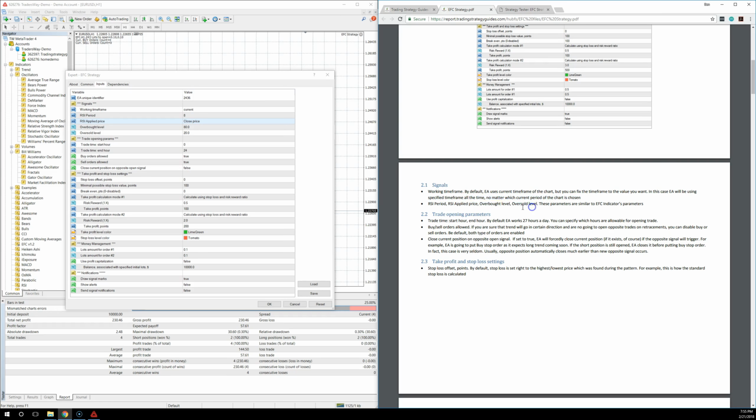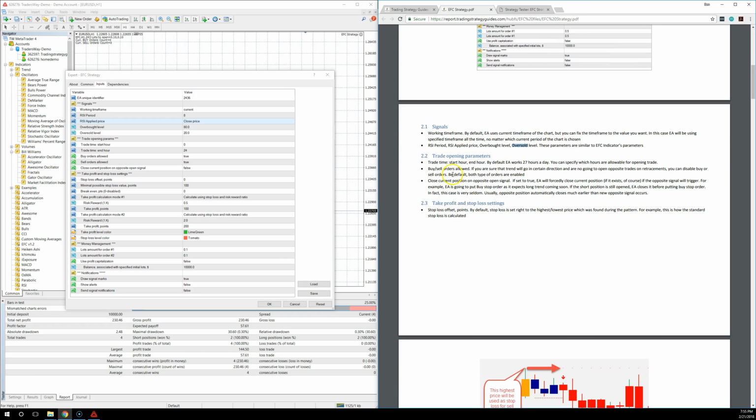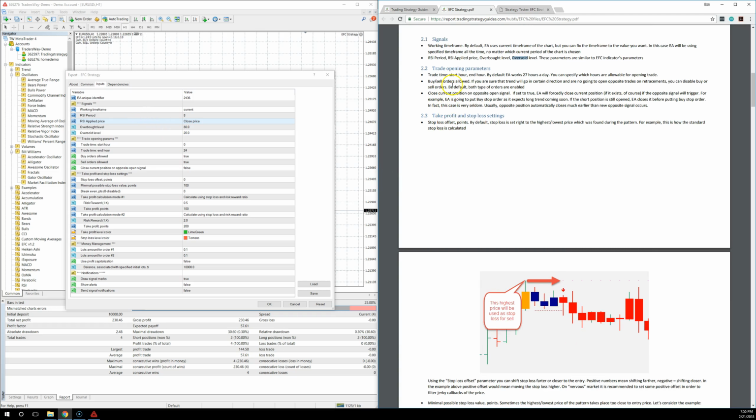So I mean, we can even explain that. RSI is applied over bought oversold levels, and you can see those two here. And the parameters, the 0 to 24, basically what that means is it's allowing it to trade from the very beginning of the day to the very end of the day, army time, and that's a 24-hour period.